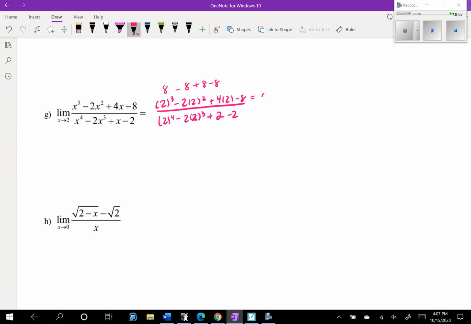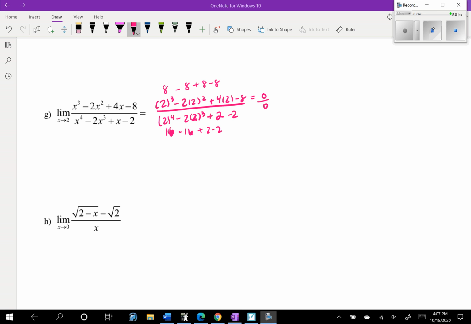So the numerator gives us 0. Over 2 to the fourth, which is 16, and then 2 to the third is 8 times 2, so minus 16, and then plus 2 minus 2, that's also 0. So again, notice we get 0 over 0. That means there is some algebra that we can do in order to figure out how to get rid of that so it's no longer a hole in our graph.